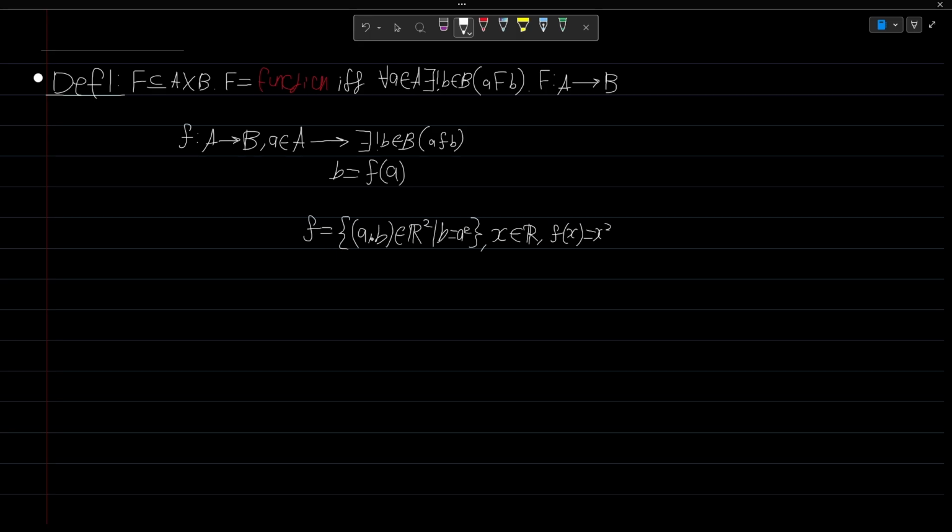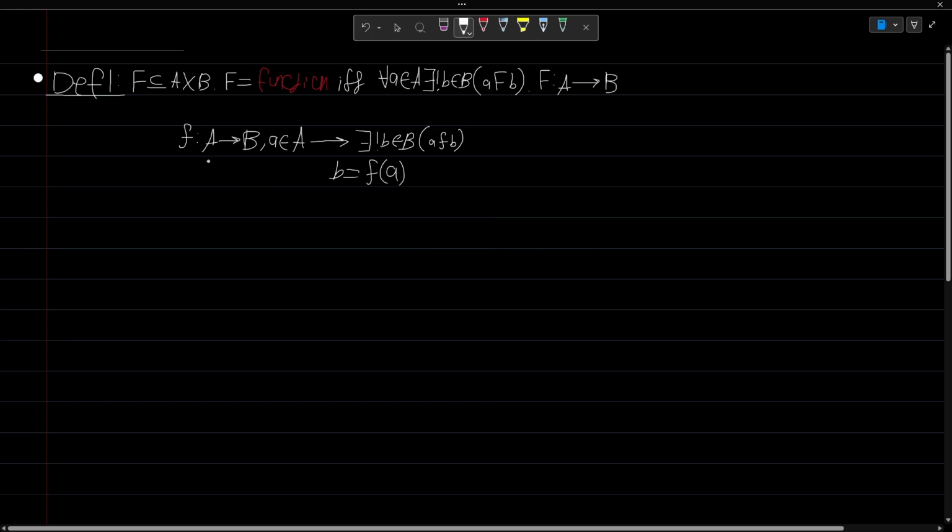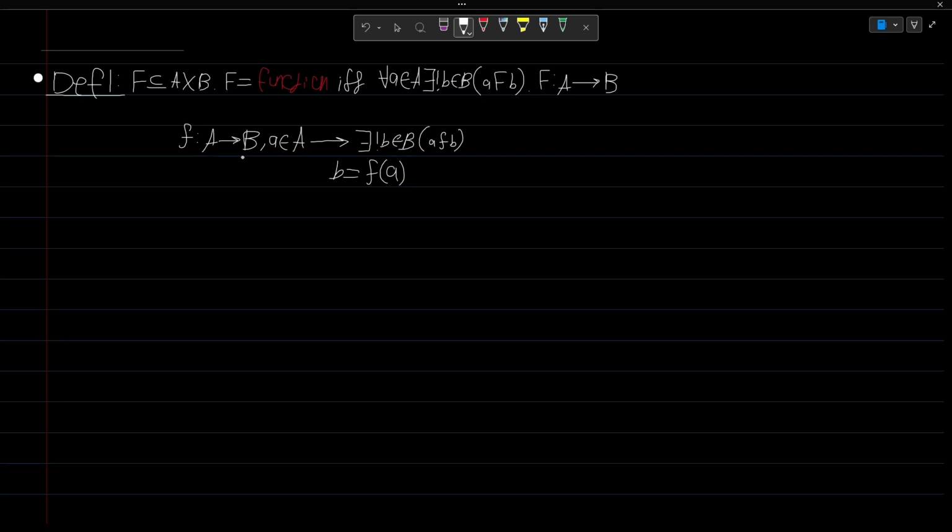So for example, if we let f be the set of all (a, b) in R squared such that b is equal to a squared, and we let x be an arbitrary real number, then we could say that f of x is equal to x squared. A function f from a set A to another set B is often specified by giving a rule for how to find f of a for any a in A. In the last example, the function f did exactly that, and you can define f using that rule. The function f tells you how to evaluate any real number x and get f of x, which is just x squared.